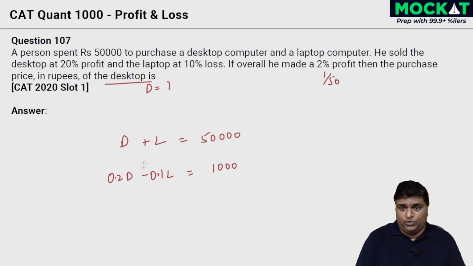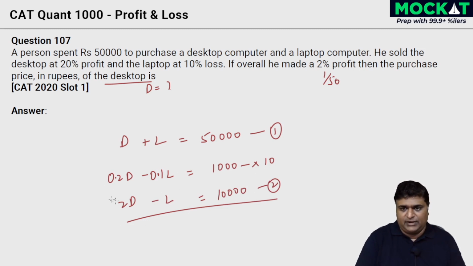Now that's it. We have two equations, two variables. I need to find D. I need to get rid of L. To get rid of L, I can just multiply this with 10. And what do I get? 2D minus L equals 10,000. Now this can be equation 1. This is equation 2.